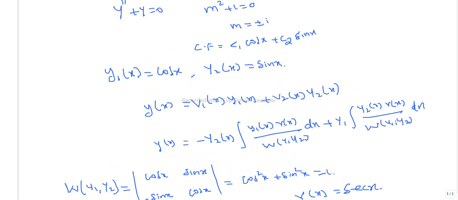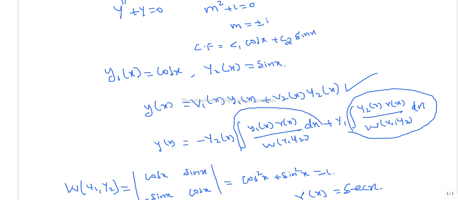Y of x is equal to v1 of x, y1 of x. We assume that if you know y1 and y2 are solutions, the solution of the given non-homogeneous equation is v1 y1 of x plus v2 y2 of x. If you simplify, you will get v1 and v2. So I substitute here, we get this one. Actually, maybe this is v1 of x, and this, minus of this, is v2 of x.